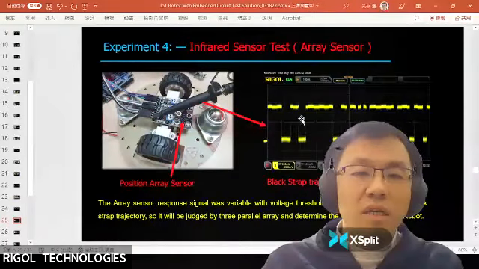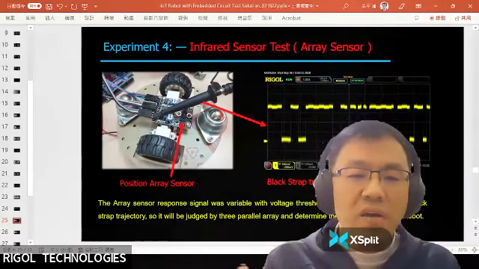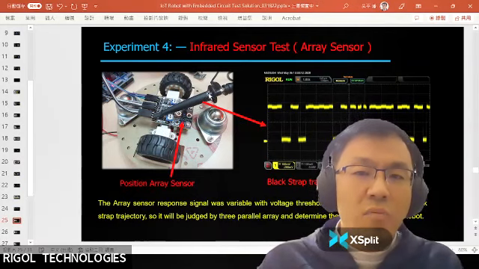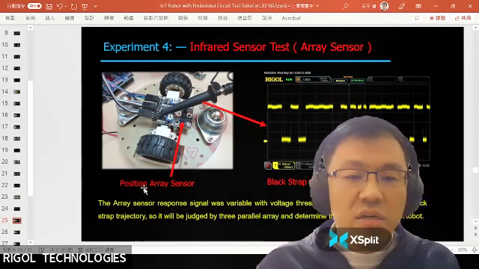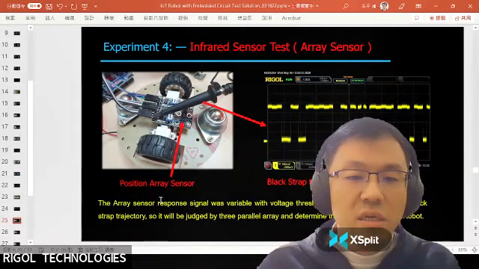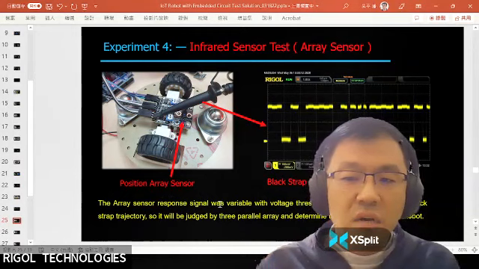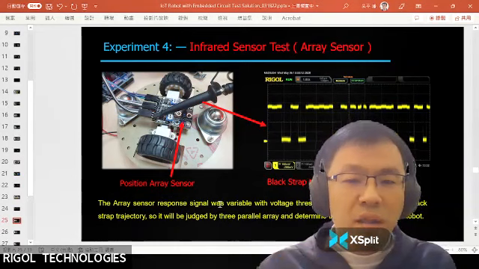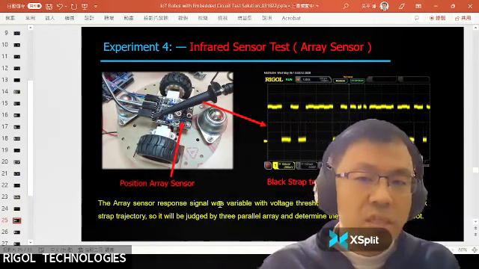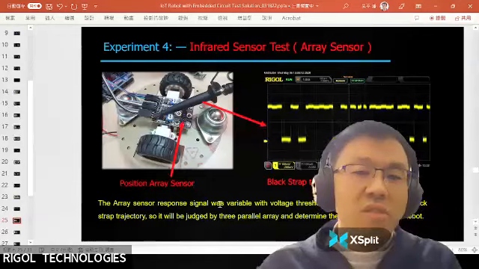For the first part, the infrared, you can see this is a sensor part at the bottom side of the robot. We can measure this one. This is the trajectory, because the array sensors' response signal varies with the voltage threshold, depending on the width of the black strap trajectories. So it will be judged by the 3 parallel arrays to determine the moving directions of the robot. So it is one kind of infrared sensor test by the array sensors.